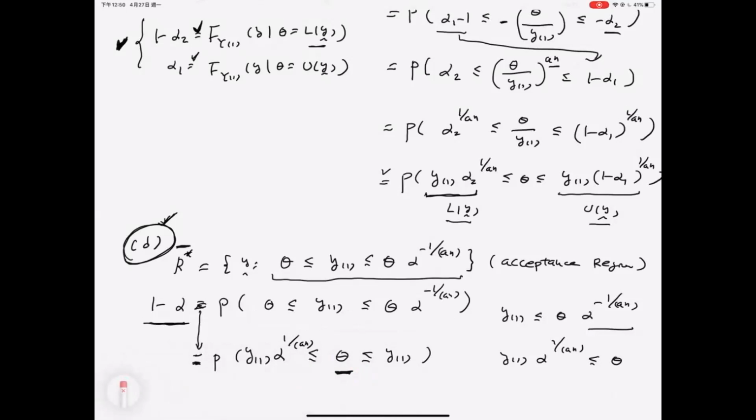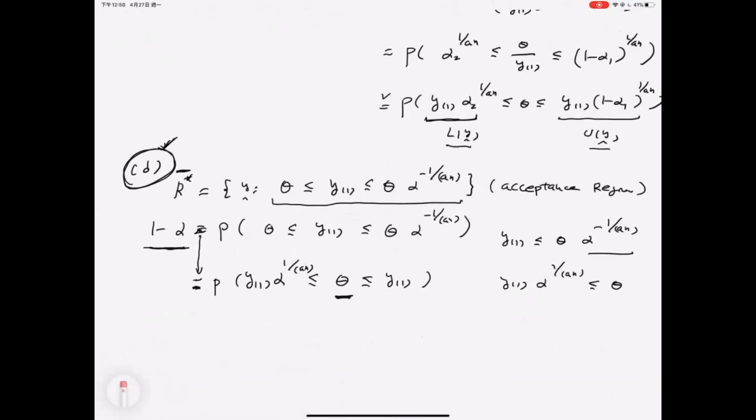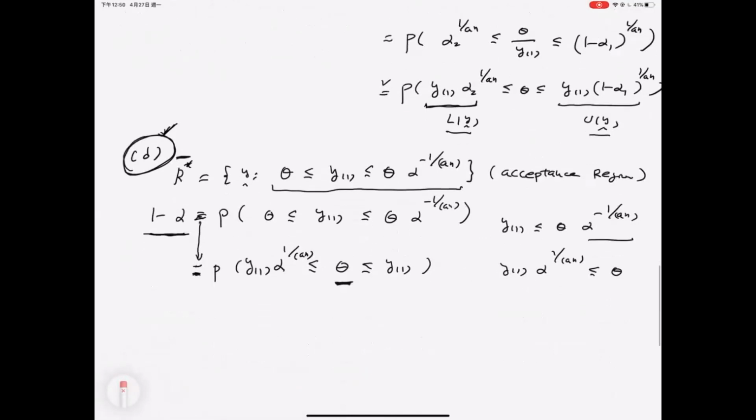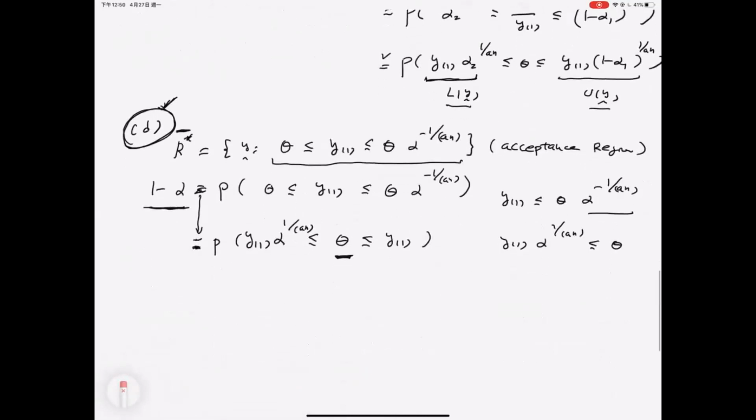Let me make sure that I did not make any stupid mistake. Okay, I think I'm good. Great. So that means you can still isolate theta in the middle to convert to the 1 minus alpha confidence interval. Okay, good. That's exactly what I'm looking for.